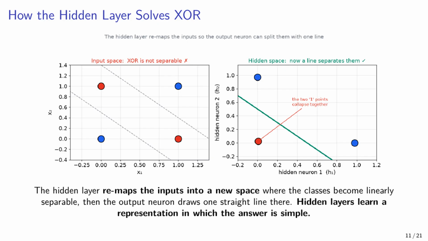So what is the hidden layer actually doing? It remaps the inputs into a new space where the problem becomes linearly separable, and then the output neuron draws its one straight line in that new space. The slogan for the whole course is on this slide. Hidden layers learn a representation in which the answer is simple.